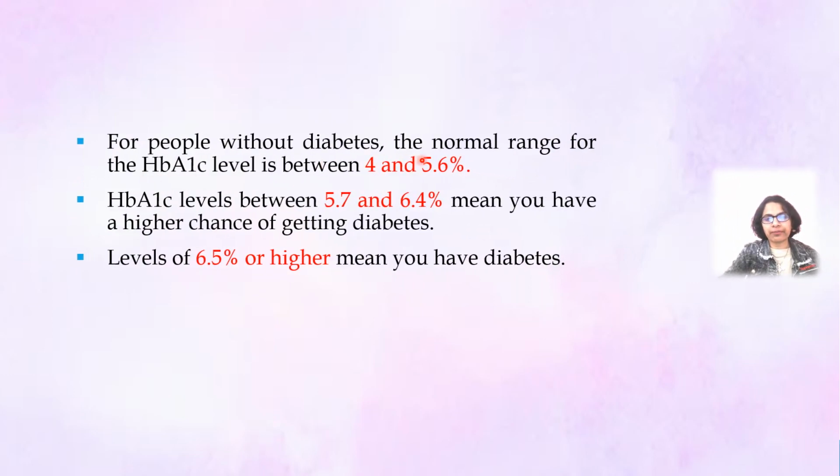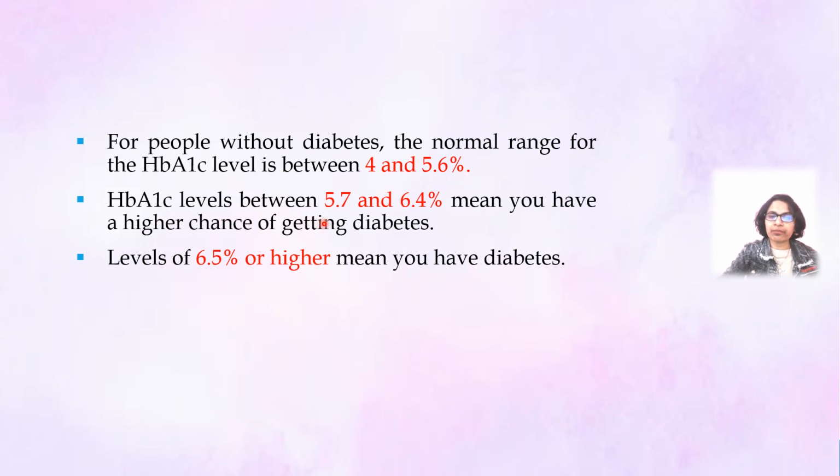For people without diabetes, the normal range of A1C level is between 4 and 5.6 percent. So here the glycated hemoglobin level is measured in percentage. In a normal person who doesn't have diabetes, when you check the glycated hemoglobin, the level is approximately 4 to 5.6 percent.